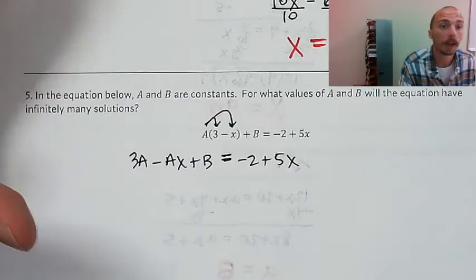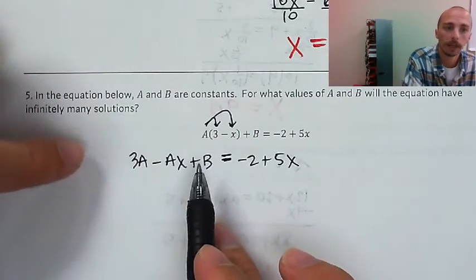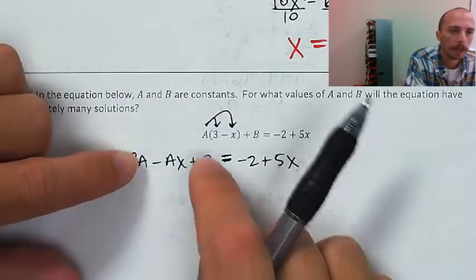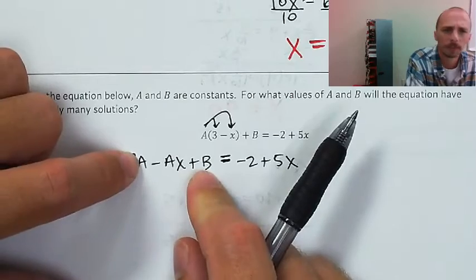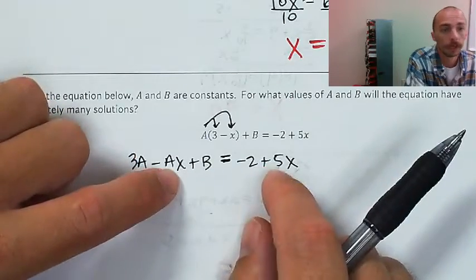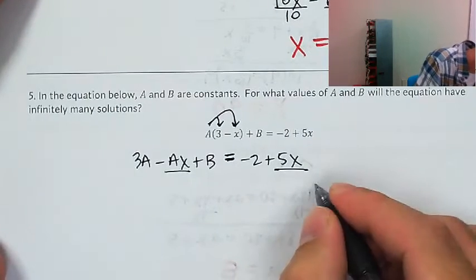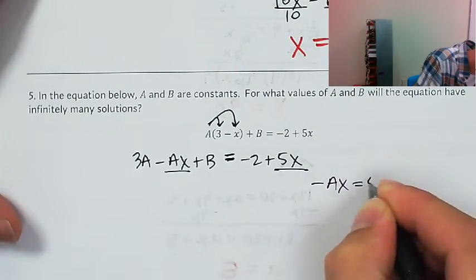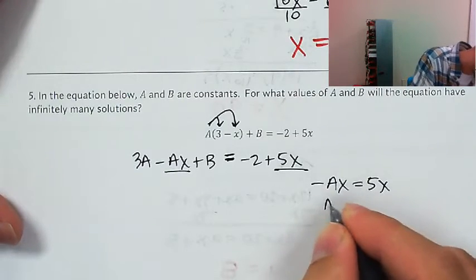What we need is the exact same thing on both sides. So I need 5x and 5x on both sides, and I need negative 2 and negative 2 on both sides. But I've got this a and b thing going on, and we're not doing any systems yet. So what we need to do is start over here, match up the x's. I need negative ax to equal 5x, which means to me that a is going to have to be negative 5.